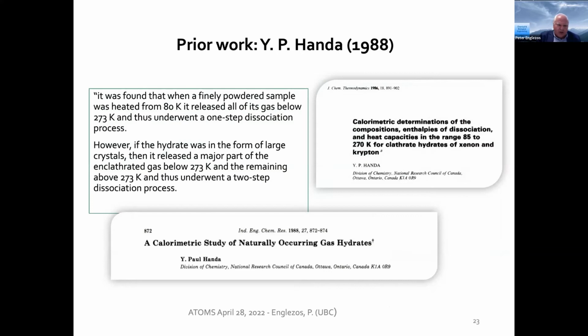Now, on the question that I posed about the sample size, if you look at some prior work, Paul Handa was a calorimeter person at the National Research Council and one of those early workers on hydrates since the 80s. In a study he published in 88, he said it was found that when a finely powdered sample was heated from 80 Kelvin, it released all of its gas below 273 K and thus underwent a one-step dissociation process. However, if the hydrate was in the form of large crystals, then it released a major part of the enclathrated gas below 273 and the remaining above 273, and thus underwent a 2-step dissociation process.